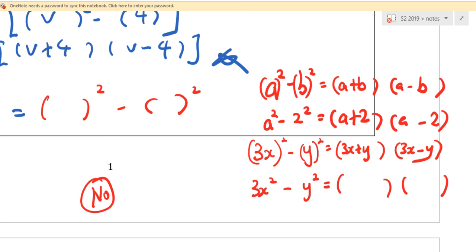Now, everyone needs to know why this one cannot. Reason is because why? Repeat what Nisa said. Because the square is only attached to the x. The 3 is not square. Understand?